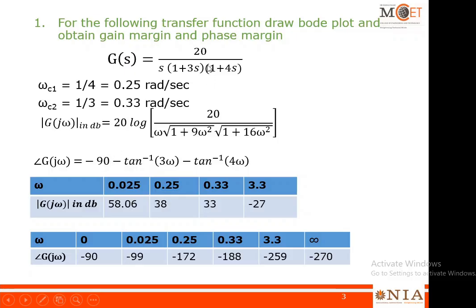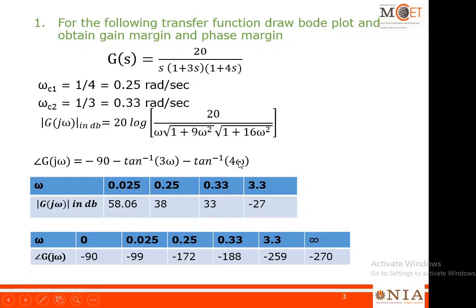For this term, you will get the magnitude as square root of 1 plus 9 omega square, by using the formula square root of a square plus b square, which is the magnitude of a plus jb. Am I right? And the phase is tan inverse of b by a, that is tan inverse of 3 omega by 1. Since it is in the denominator, it is minus tan inverse of 3 omega. And for the term 1 plus 4 j omega, the magnitude is square root of 1 plus 16 omega square, and the phase is minus tan inverse of 4 omega by 1. So now you got the magnitude equation and phase equation.